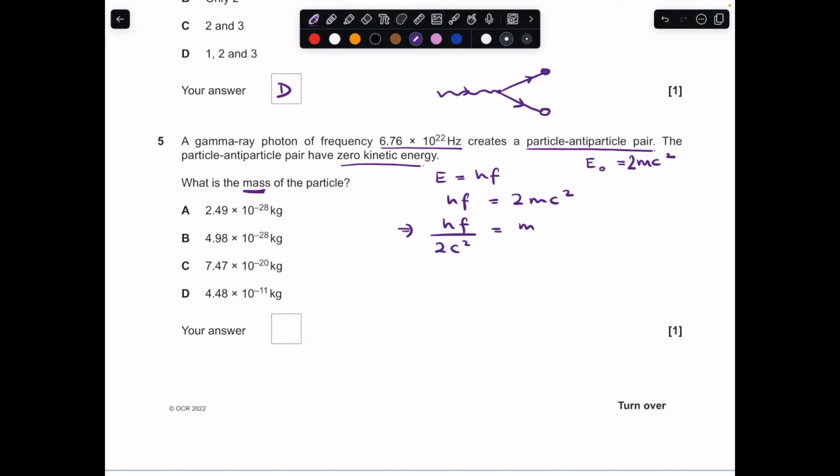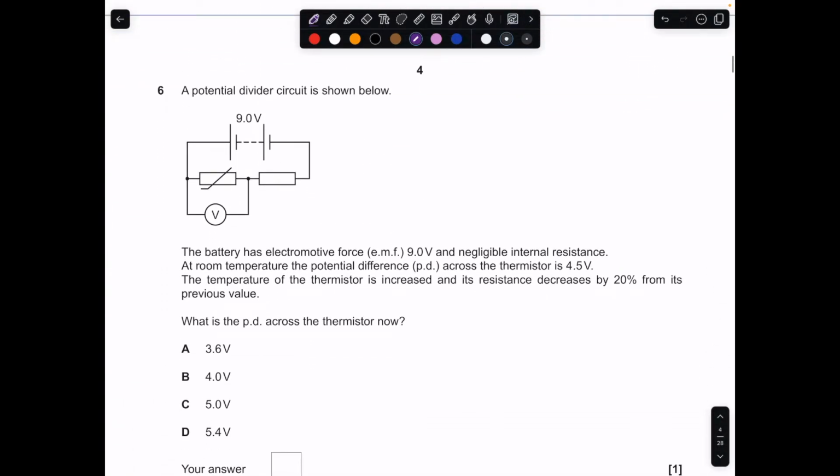And so when we put in the value of h, which is the Planck constant, followed by the frequency given to us, divided by 2 times the speed of light in air, squared, and with that calculation I'm going to get A as the answer. Okay, let's move on to question number 6.